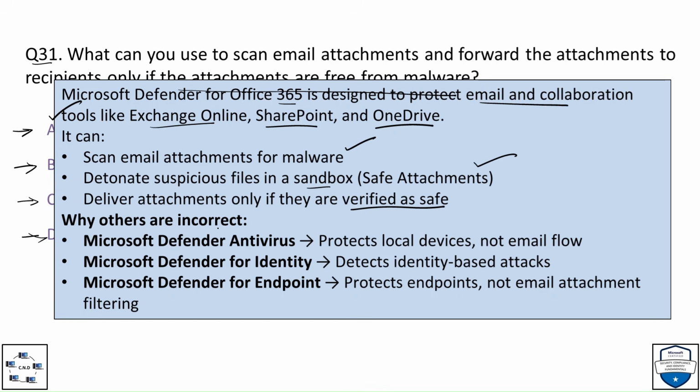So why the other options are incorrect? Microsoft Defender Antivirus protects local devices, not email flow. Microsoft Defender for Identity detects identity-based attacks, and Microsoft Defender for Endpoint protects endpoints, not email attachment filtering.